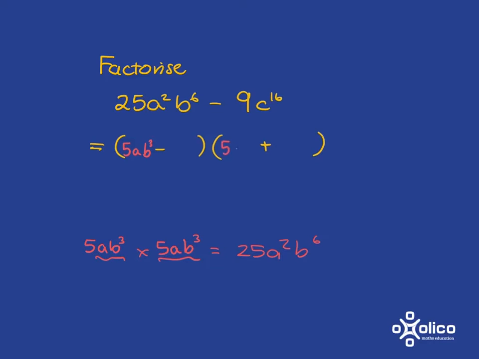cubed here. And then for this other one, we're asking what multiplied by itself will get us to 9c to the 16. Well, we know that 3 times 3 gets us to 9, so that is no problem. Then what power do we need to put with the c's? Well, we want to end up with 16 c's multiplied together, so we need 8 c's here and another 8 c's multiplied together there to get us to that. And so here is our nicely factorized form.